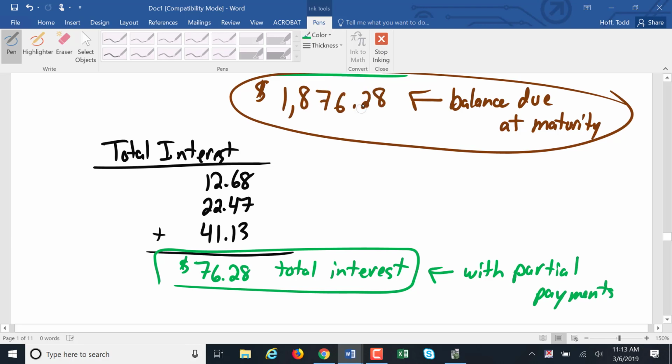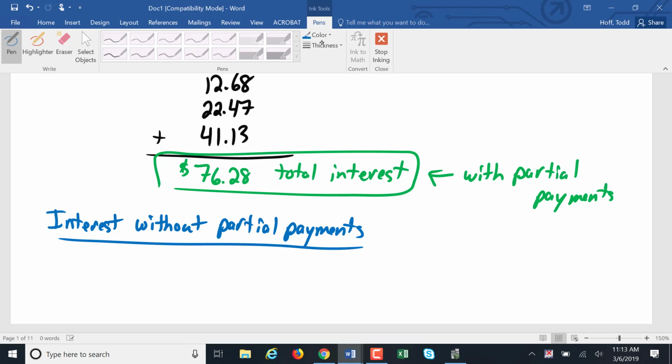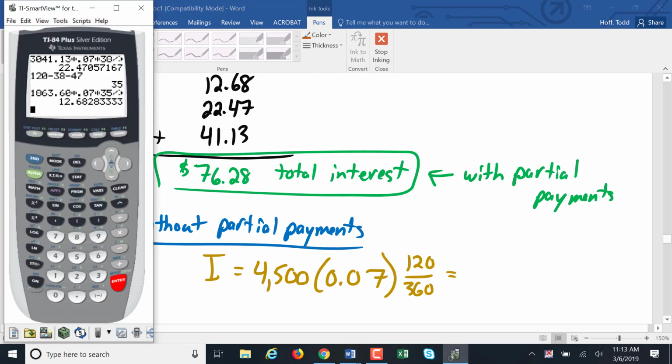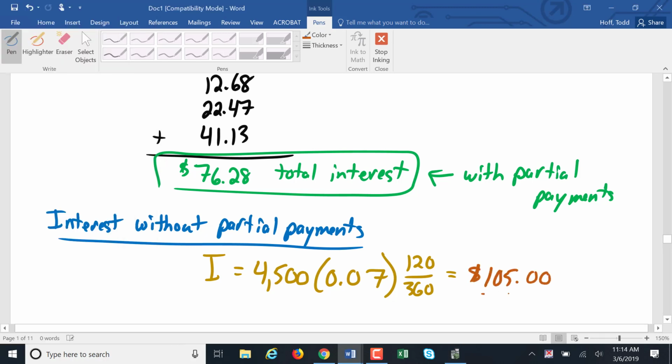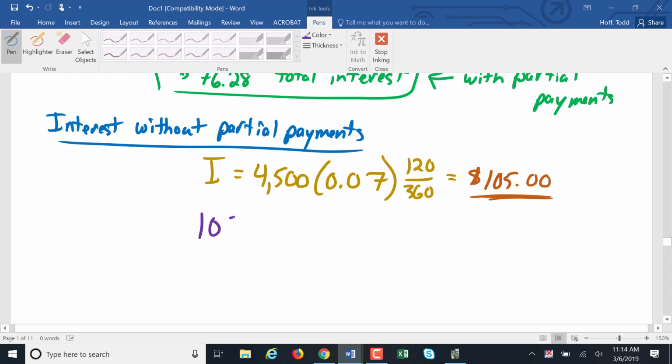What would the interest be without partial payments? To figure that out, we find the interest on that whole balance of $4,500 at 7% for the full 120 days. If we hadn't made any partial payments, we would have paid interest for the full term. So 4,500 times 0.07 times 120 divided by 360. We get $105 in interest. So the amount saved, we would have paid $105. We actually paid $76.28.